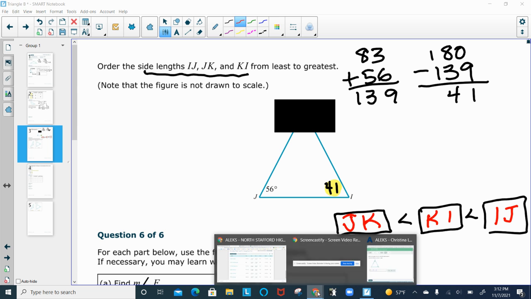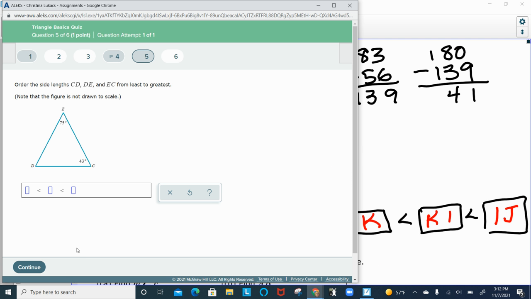So in the ALEKS program, and I think you've seen these before, you would just be typing, I don't know if this is right or not, but you would just type right in the box like that.